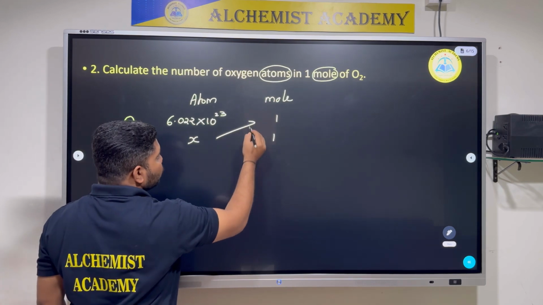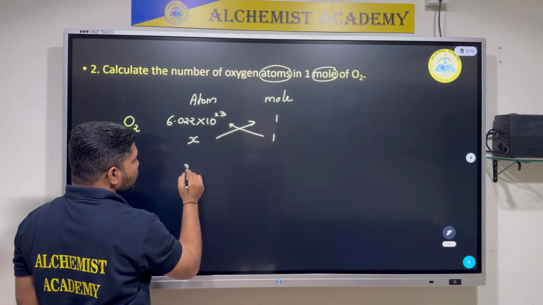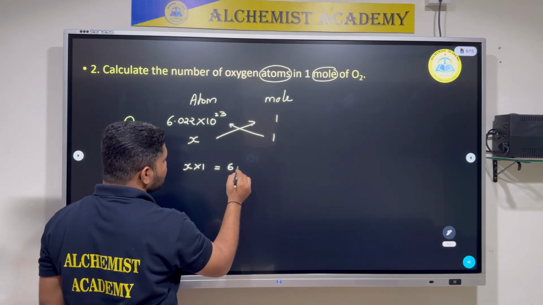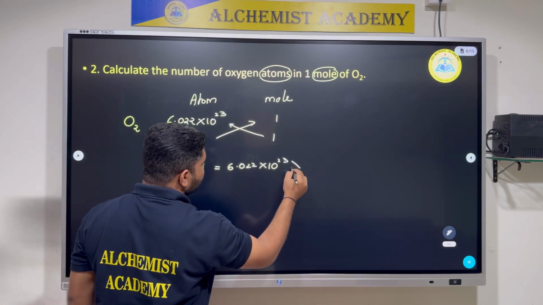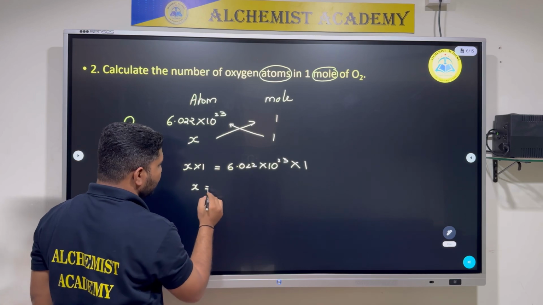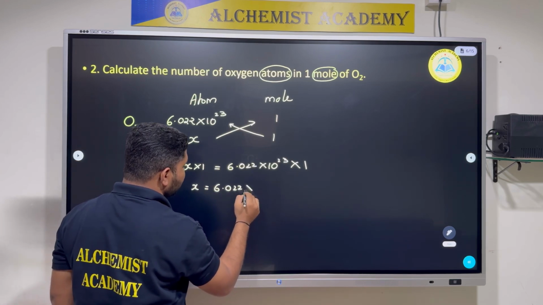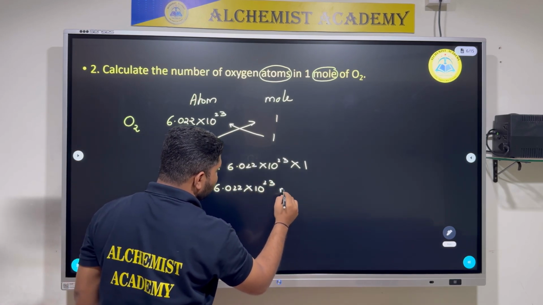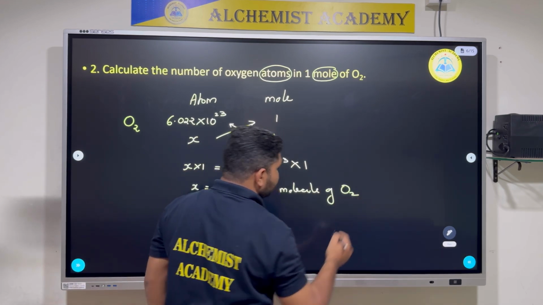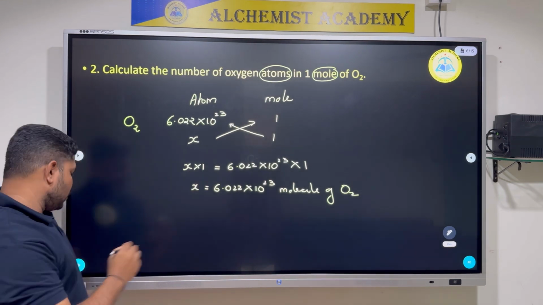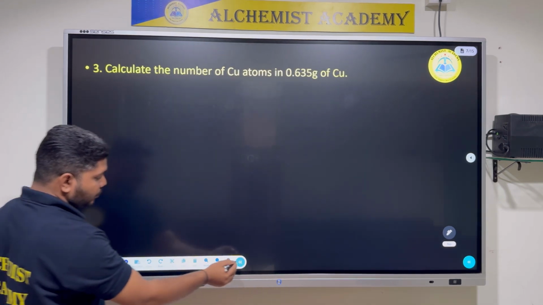Now again you do the cross multiplication here. So x into 1 is equal to 6.022 into 10 raised to 23 multiplied by 1, which is nothing but x is equal to 6.022 into 10 raised to 23 molecules of O2. Okay, so we'll go with the next problem now.